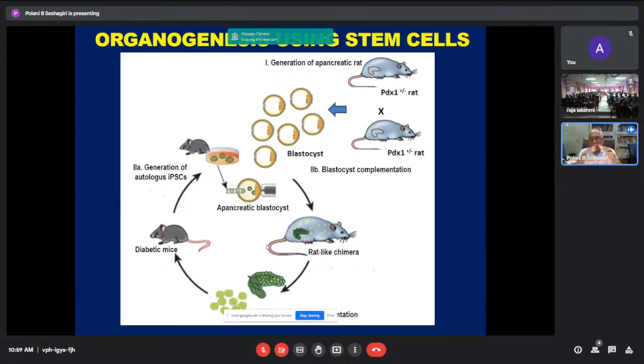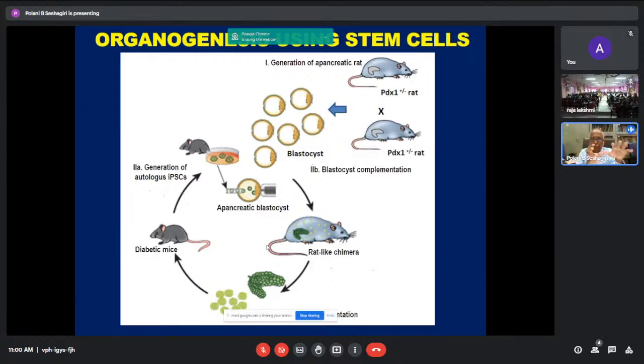It's basically to show that one can make an animal, let's say a rat, completely apancreatic, if during development you delete the PDX1 gene. PDX1 is a transcription factor which determines the endodermally derived pancreatic cell type. And if that gene is not there, you will not get pancreatic tissue and obviously will not have beta cells. Therefore, when you take those blastocysts and transplant them to a recipient, you will generate rats or mice which will not have a pancreas.